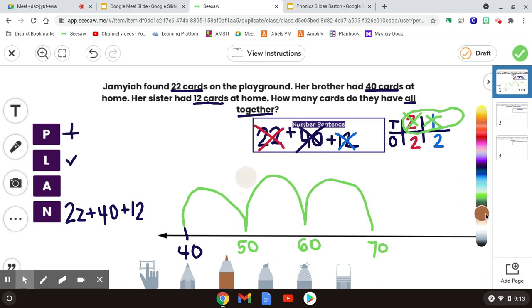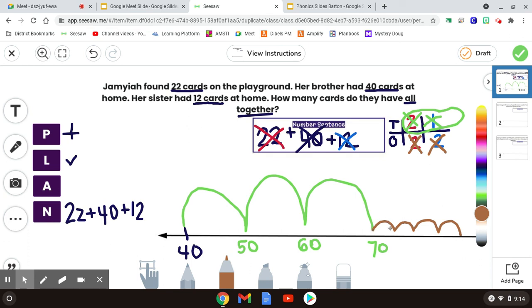Let's go down to ones now. So I've got 2 ones from the 22 and then 2 ones from the 12. 2 plus 2 is what number? 4. So let's add 4 ones. 1, 2, 3, 4. Okay. Let's count on from 70 to add these. And don't forget to cross off because we used them. So once they're used, we're not doing it anymore.